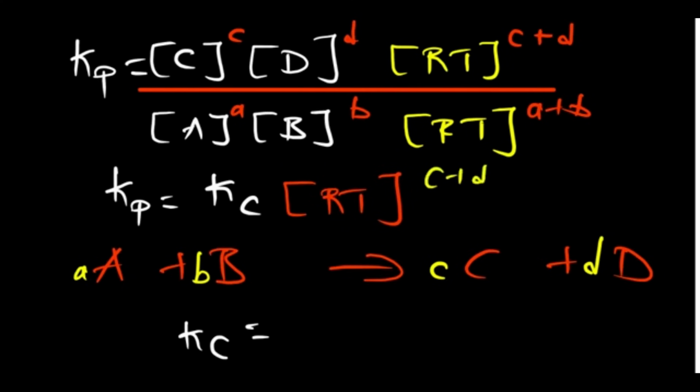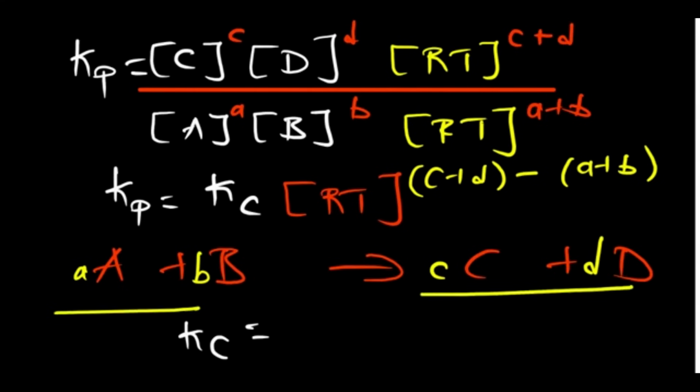We'll add that, and then we'll subtract the power for the denominator, which is A plus B. So now the addition of C and D is for products, A plus B is for the reactants. So instead of writing C plus D minus A plus B, we can just say it is the change in the number of moles.